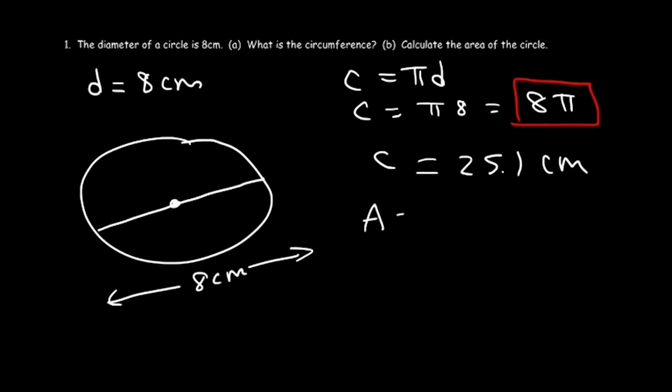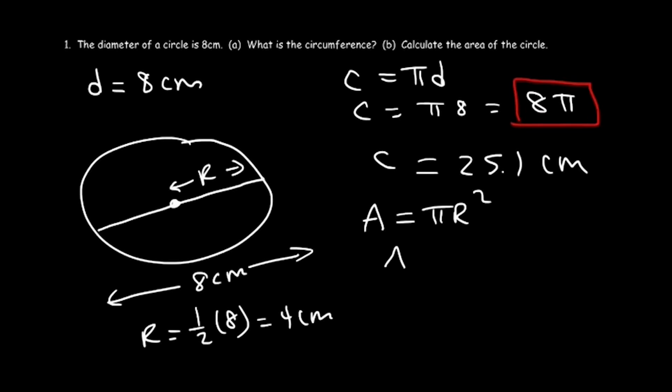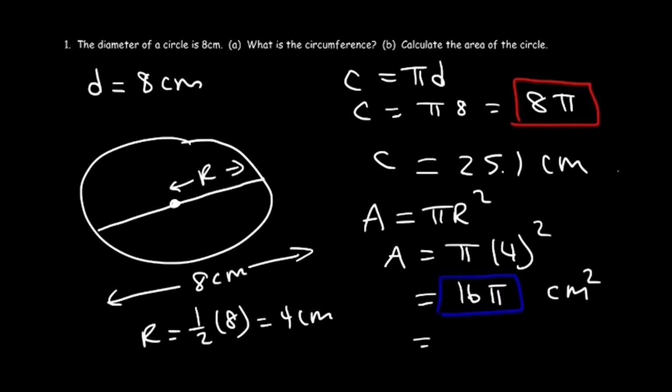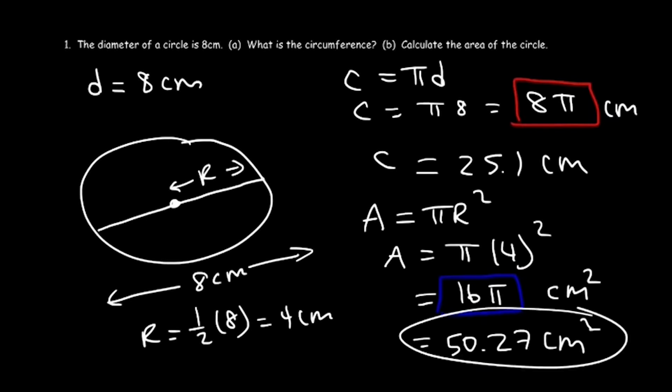Now the area is pi r squared. So first we need to calculate the radius. The radius is 1/2 of the diameter. So it's half of 8, which is 4 centimeters. So the area is going to be pi times 4 squared, or 16 pi. So 16 pi is the exact answer, and the units for that are square centimeters. And 16 pi is 50.27 square centimeters as a decimal, approximately.